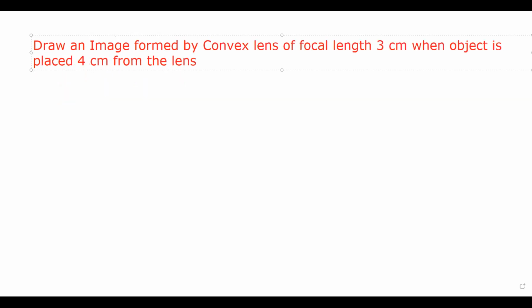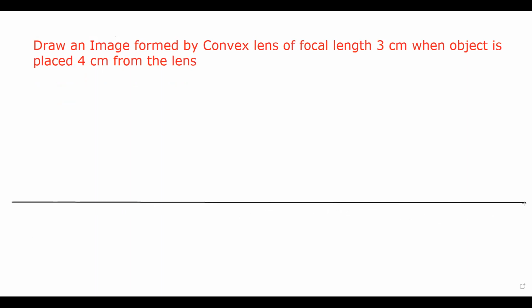So first, whenever this question is there, we always draw a horizontal line. That's the principal axis. Then on the principal axis, mark the position of the lens and draw the dotted line. That is the position of the lens.